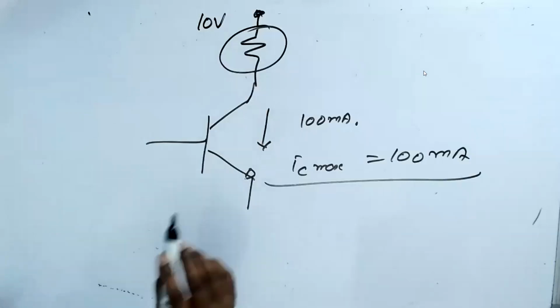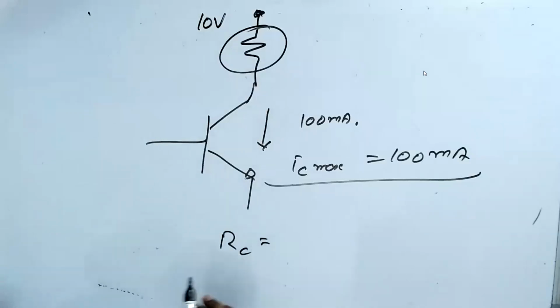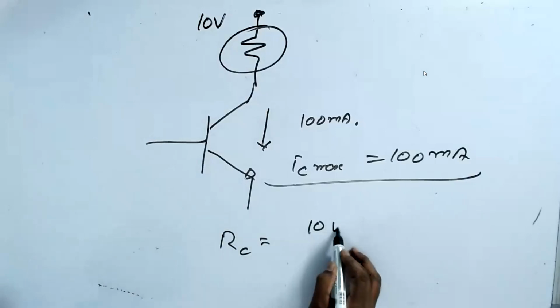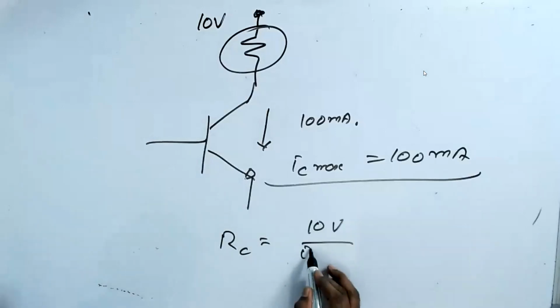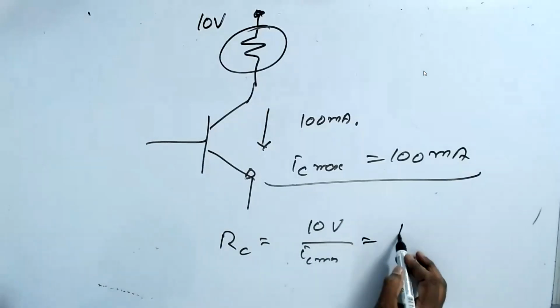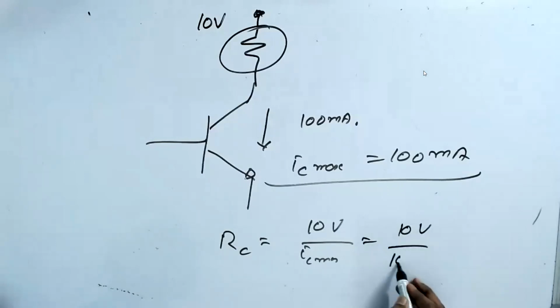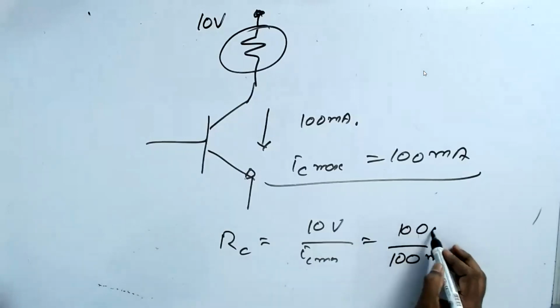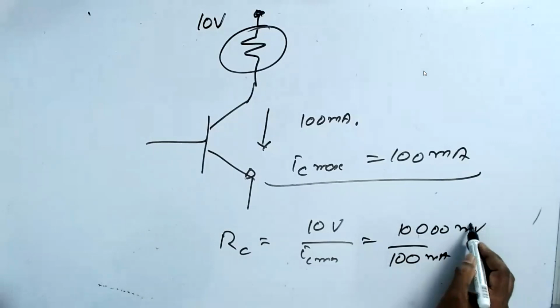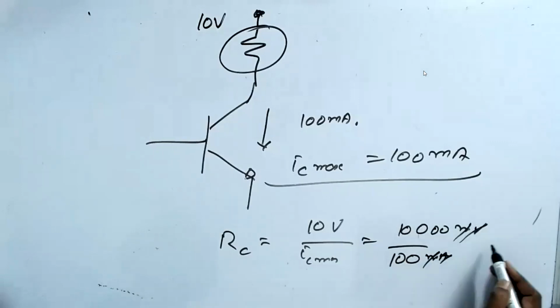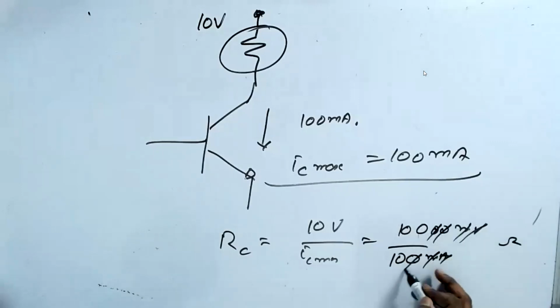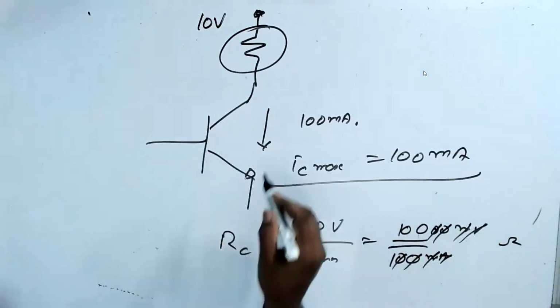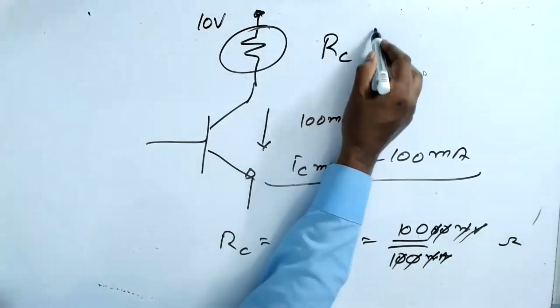RC is equal to 10 volt divided by IC max. 10 volt divided by 100 milliampere. 10 volt, I can call it 10,000 millivolt. Millivolt per milliampere is ohm. So 100 ohm. That means RC should always be greater than 100 ohm.